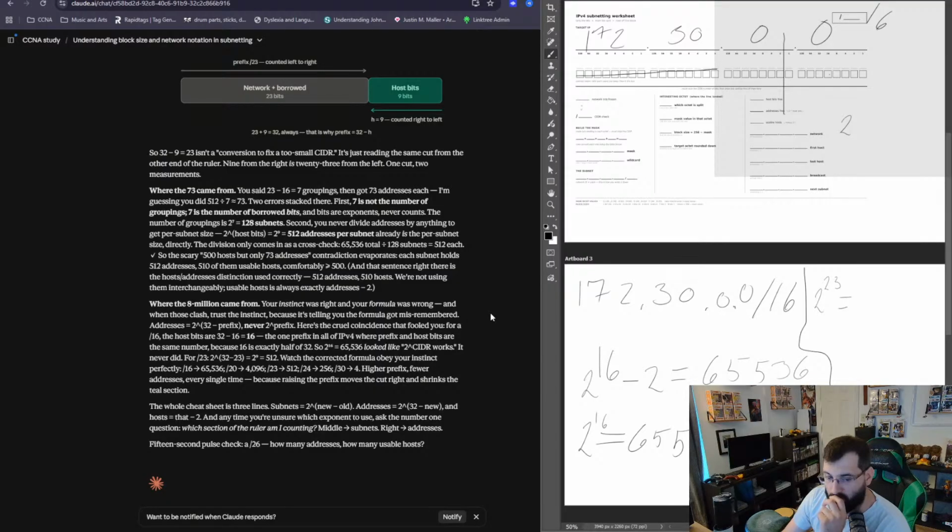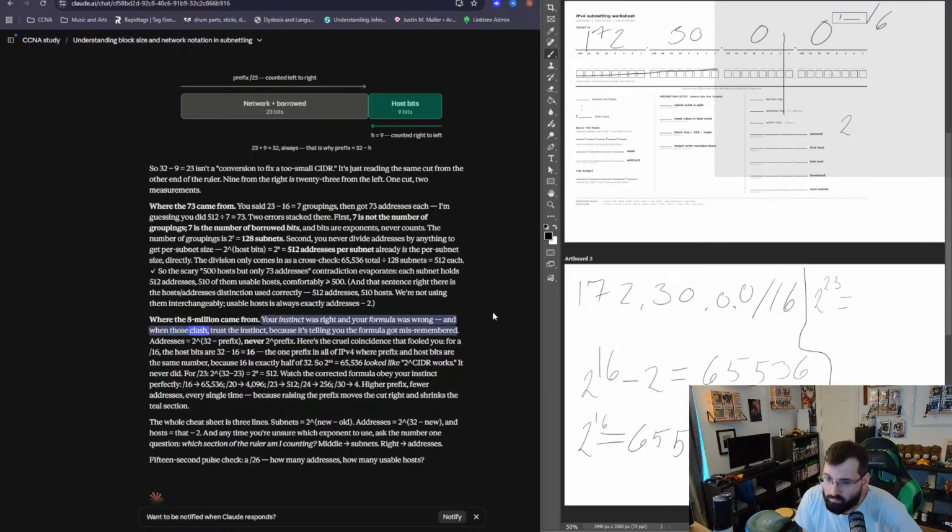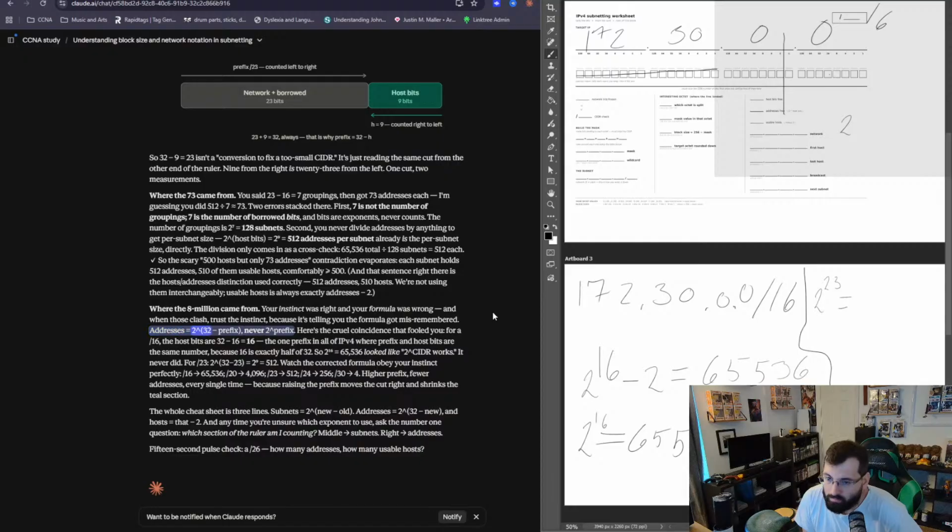Where the 8 million came from. Your instinct was right and your formula was wrong. And when those clash, trust the instinct because it's telling you the formula got misremembered. Addresses equal to 2 to the power of 32 minus prefix, never 2 to the power of prefix.